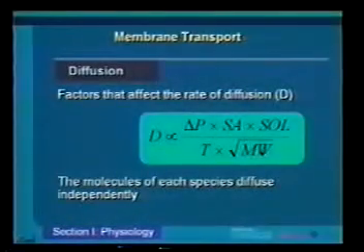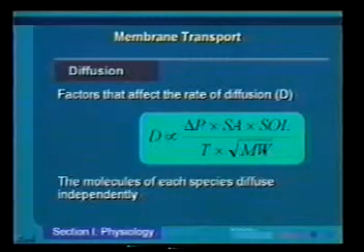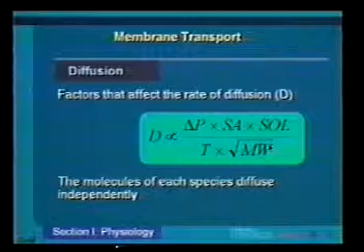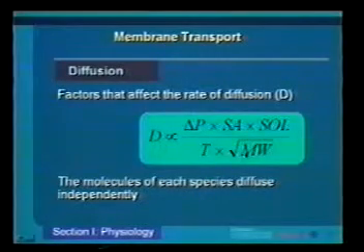Now, there is another variable in the denominator. This is the molecular weight of the substance. This has no significance in the clinical situation, so it will never be tested on Step 1. Now, another smaller point here is to realize the molecules of each species will diffuse independently. There is no direct interaction among the molecules during simple diffusion.